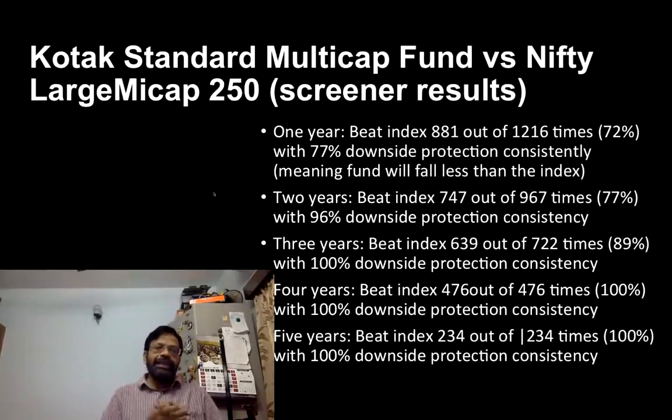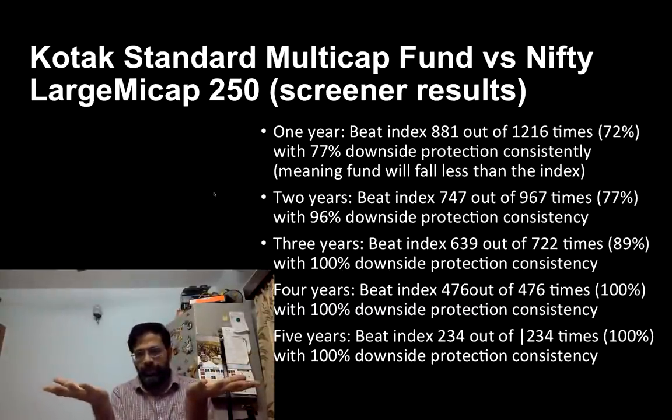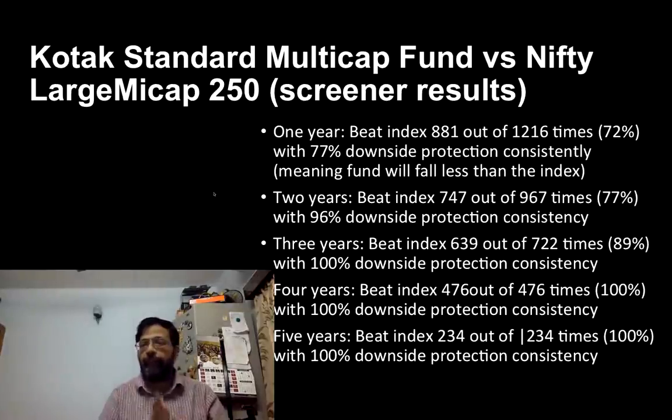So these are results from my monthly mutual fund screener. I've been talking about this in the last few videos. You can check them out. I have compared Kotak Standard Multicap versus Nifty Large Midcap 250. Now Nifty Large Midcap 250, the D is missing, sorry. The Nifty Large Midcap 250 essentially takes the Nifty 100, the top 100 stocks, which are large caps, takes 50% of that, and it takes the Nifty Midcap 150, which is the typical midcap universe. So 50% of Nifty 100 and 50% of Nifty Midcap 150 is Nifty Large Midcap 250. So I have used that as a benchmark for Kotak Standard Multicap.